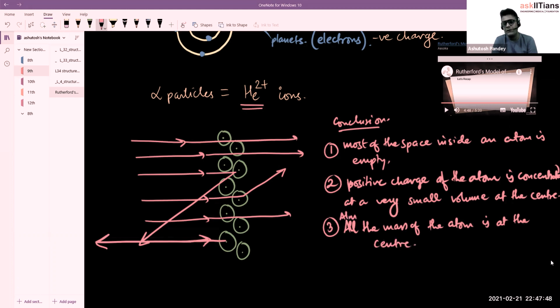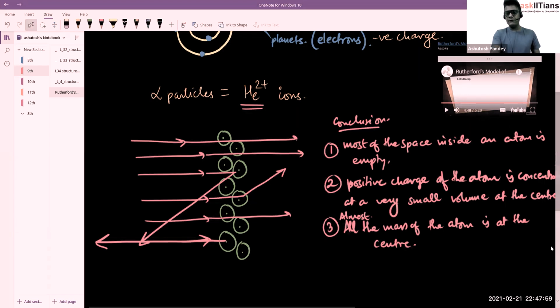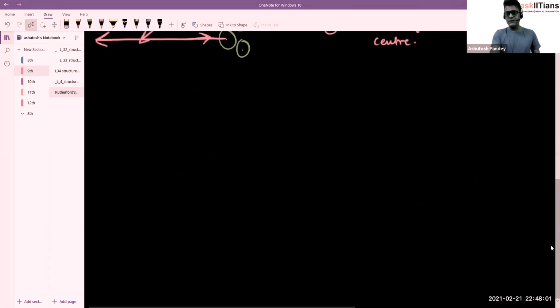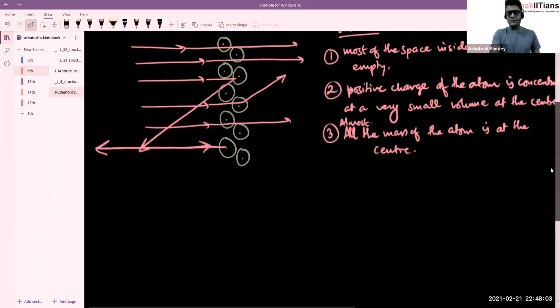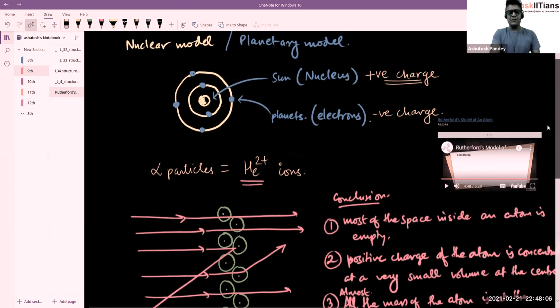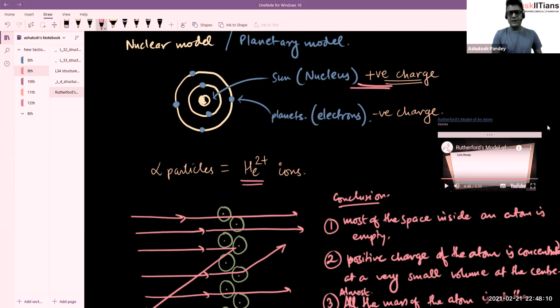Almost all the mass, not all, almost all the mass of the atom is at the center. Based on this observation, Rutherford proposed his model of this arrangement. This planetary model says that the nucleus has a positive charge, and almost all the mass of the atom is concentrated at the nucleus. The electrons are negatively charged particles revolving around the nucleus.